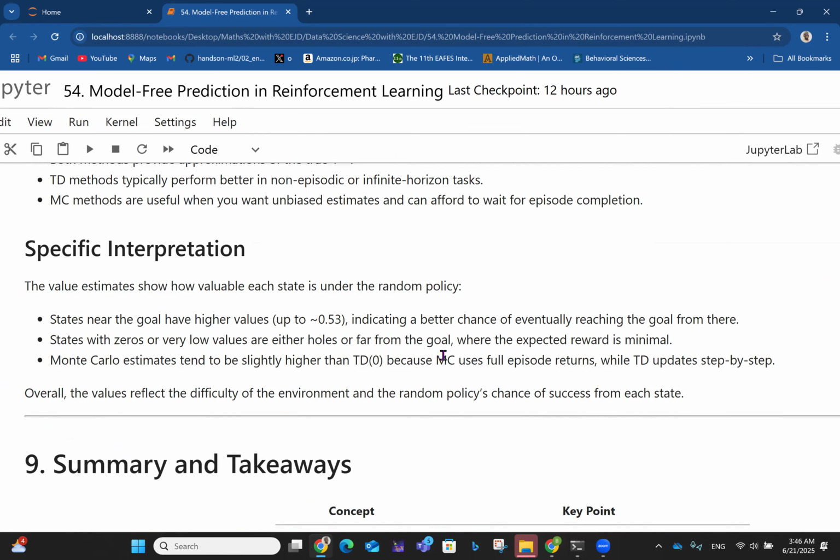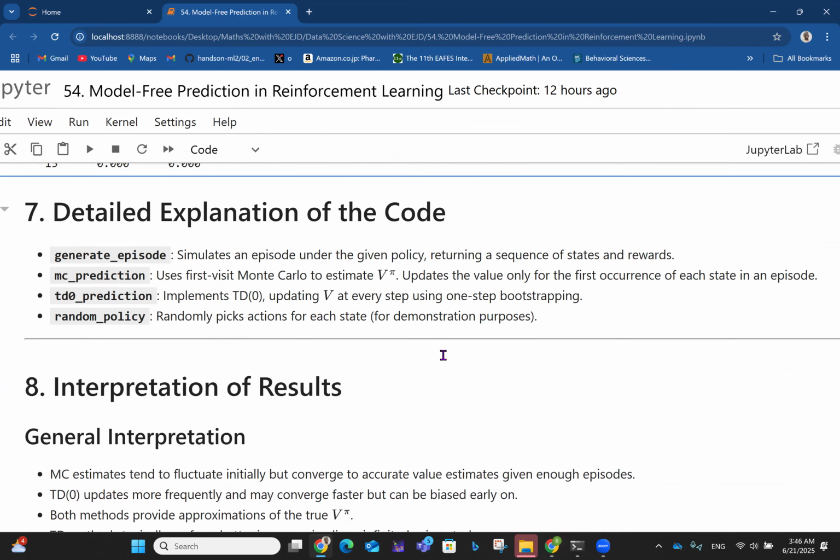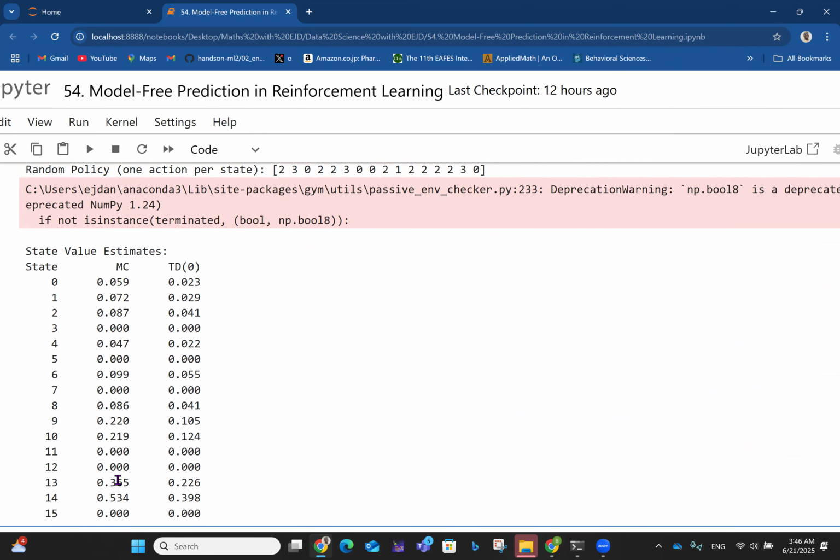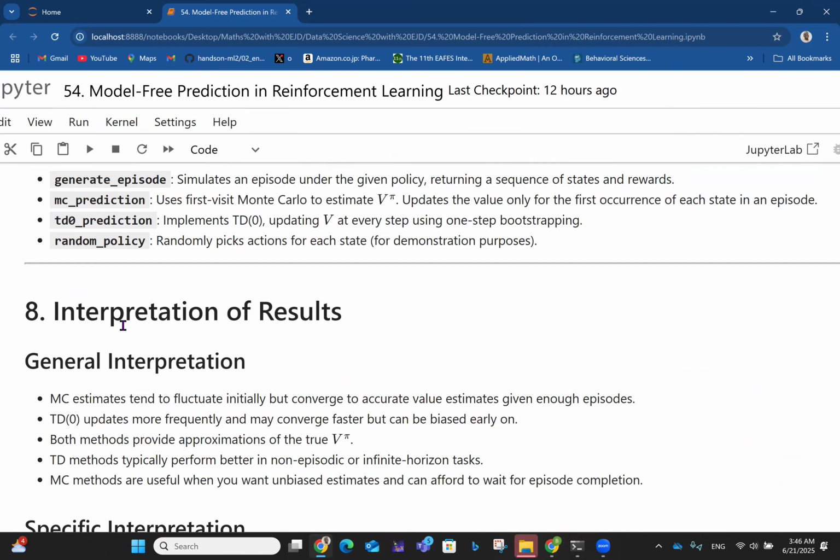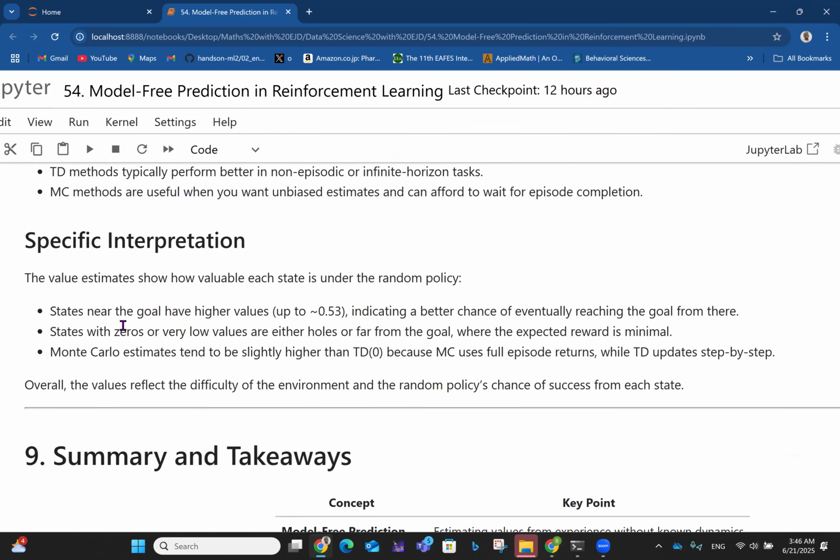So the value estimates show how valuable each state is under the random policy. States near the goal have higher values. That's like, say, 0.53, like this 0.53 now. It's closer to the goal than others like that, so indicating a better chance of eventually reaching the goal from there.